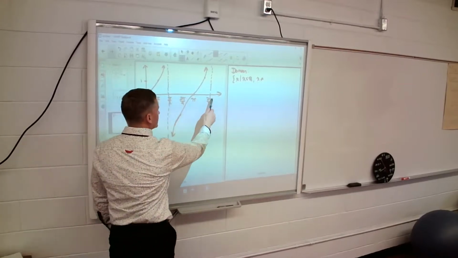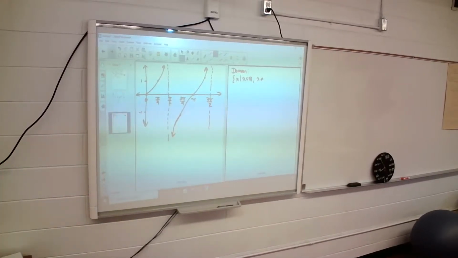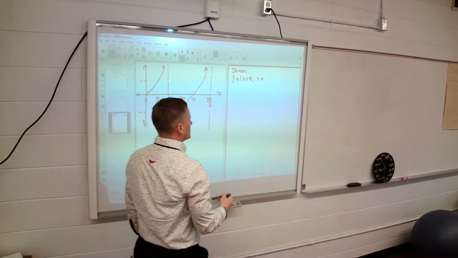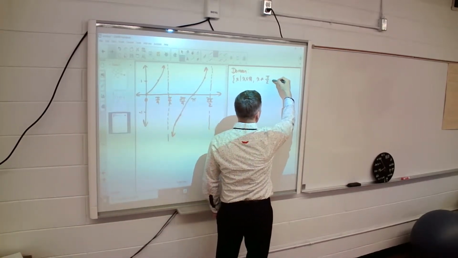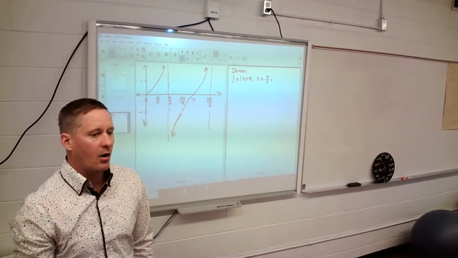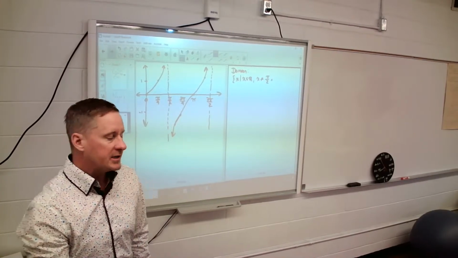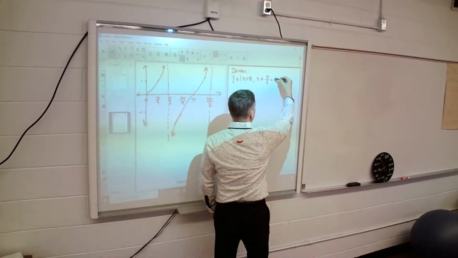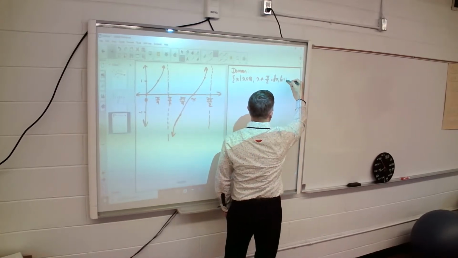Where do all my asymptotes occur? Pi over 2, 3 pi over 2, 5 pi over 2, 7 pi over 2, negative pi over 2, negative 3 pi over 2. So all my pi over 2 values, but not all of them, all the odd ones. So there's two ways to write this. You said it great: plus k pi, where k is an integer.